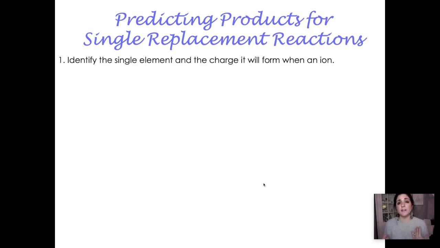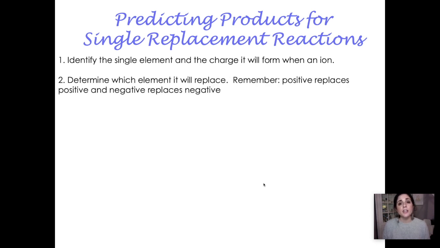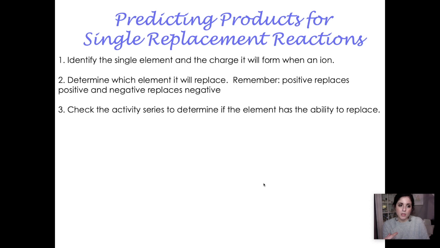So, predicting the products for a single replacement reaction. Of course, you want to identify this single element and the charge that it forms when it's an ion. So you want to find that element that's by itself first. Then you want to determine which element it's going to replace in the compound that's also in that single replacement reaction. So remember, positive replaces positive and negative replaces negative. Check the activity series if the element has the ability to replace.